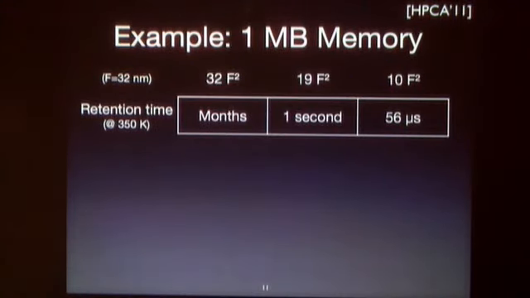So what we're looking at here is a feature size of 32 nanometers. Our baseline cell has that delta of 42 at room temperature, the minimum possible storage class design. And at the elevated temperature of 350K, it only has months of retention in this on-die scenario. A slightly reduced retention time design, which has a 1 second retention time, is 19F squared. And ultimately, we have this ultra-low retention 10F squared design, which only has 56 microseconds of retention.